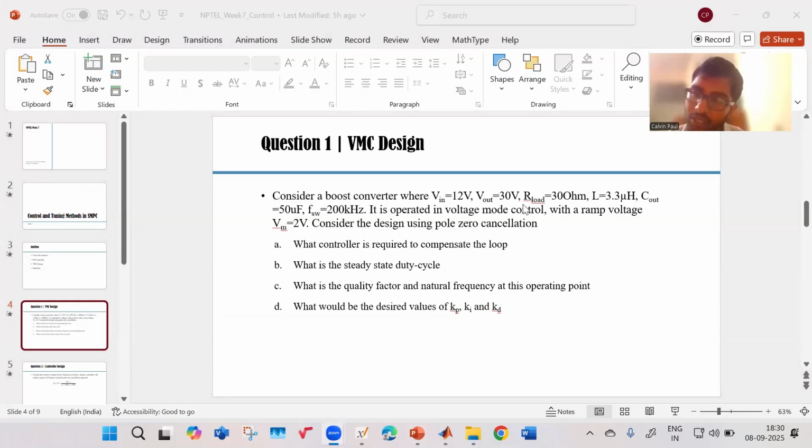And it is operated in voltage mode control with a ramp voltage VM of 2 volt. So you have to design it using pole zero cancellation. Okay. So what should be done? What is the method? Which controller should be used to compensate the loop?